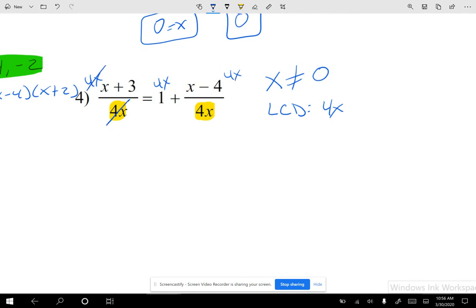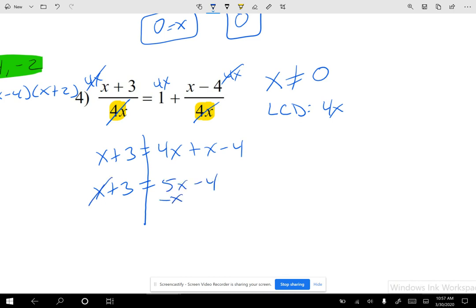I'm going to multiply this by 4x and here by 4x. The 4x with the 4x cancel out, so I get x + 3. 1 times 4x, I have 4x. The 4x with the 4x cancel out, so I have plus x − 4. If there was a minus in between the fractions, change that to plus and distribute the negative to the second fraction like we did last week. Let me simplify each of my sides now. I have that x + 3 is equal to 5x − 4.